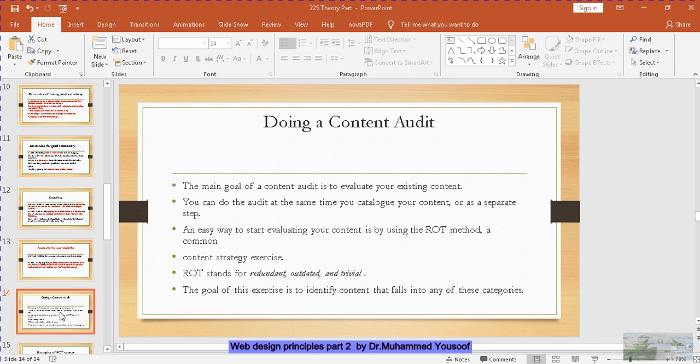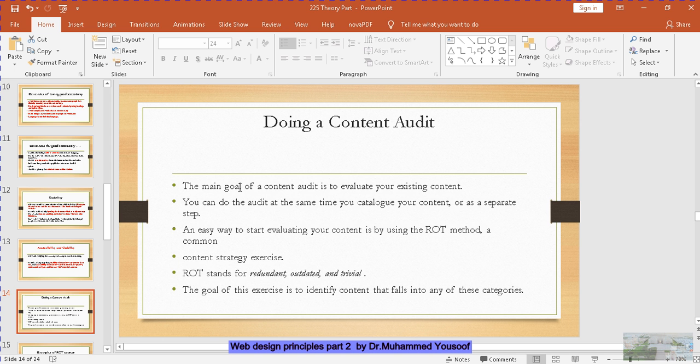Now, as I was talking about the content development stage, there is something called audit. You know what an audit is? Audit means to check. In every organization, they do a financial audit. What is a financial audit? They check whether the finances are handled properly in the organization or not. Similarly, in web design, we have something called content audit. Let us focus on it.